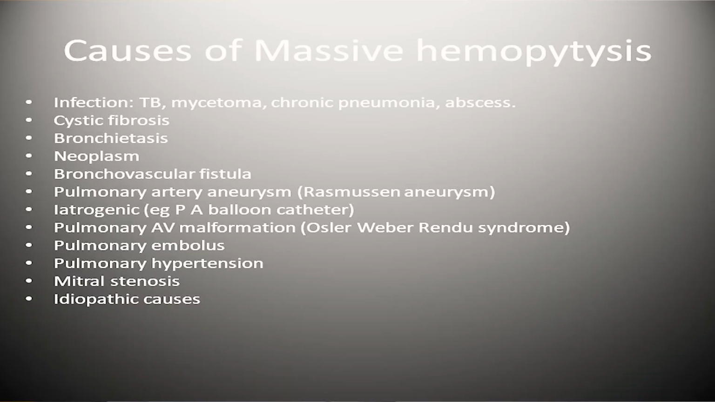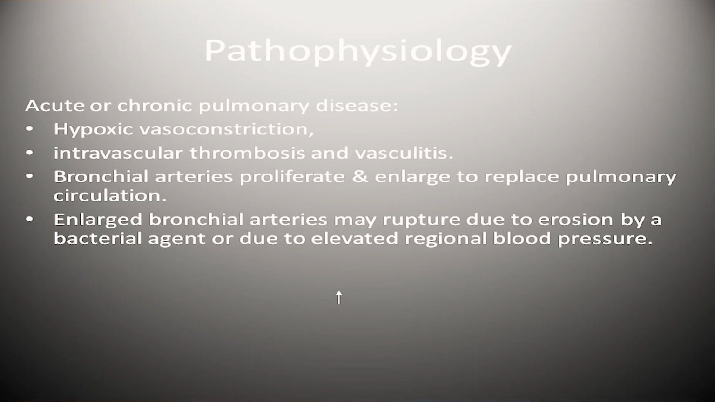And then, of course, many a time we don't find any cause. Let's skip over this. And this pathophysiology, you all know: in acute or chronic pulmonary disease, why do bronchial arteries hypertrophy? Because pulmonary arteries are getting vasoconstricted, lungs need blood supply, so bronchial arteries are getting bigger. And when they get bigger, after a certain time, they can't handle that much pressure, they rupture, and then they bleed. This is the basic pathology.